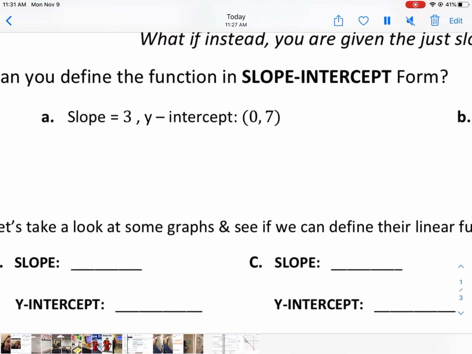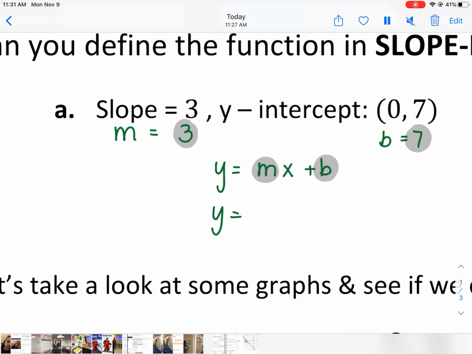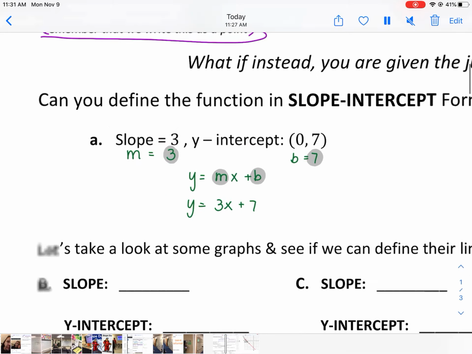Okay, so now we are given that the slope is 3, so I'm going to say m equals 3, just because that slope-intercept form does deal with the variables, and I'm going to say that my b equals 7, because my y-intercept is at 0, comma 7. So, I'm going to take 3, plug it in for m. I'm going to take 7 and plug it in for b. My final equation is y equals 3x plus 7. Boom.